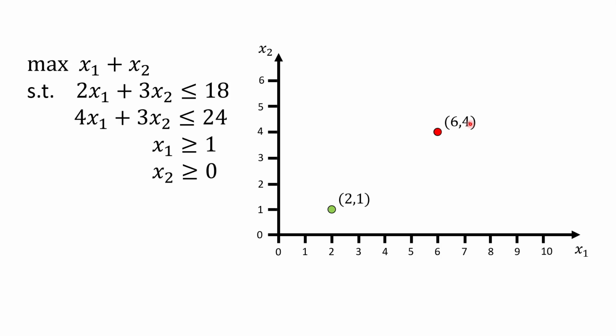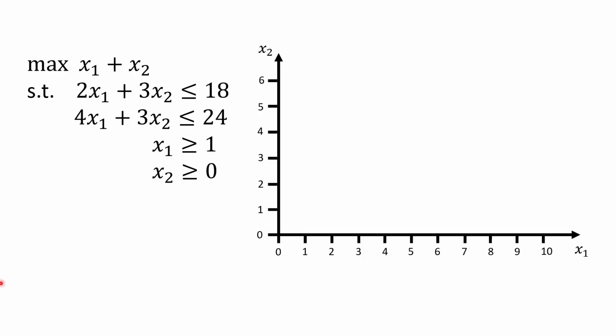Now, if you check, you will see that the point 2, 1 actually satisfies every single constraint of our linear program, so it's one feasible solution, whereas the red point does not, because, for example, it violates this first constraint here. The next step is to draw the points that are feasible solutions for our linear program. These feasible solutions are exactly those points that satisfy every single one of our constraints.